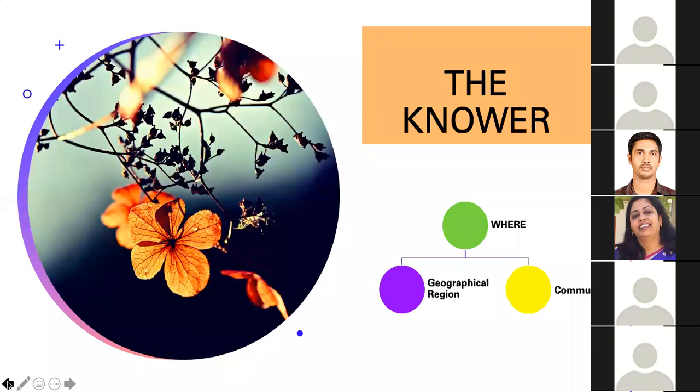The next one is where. Where is the knower? The first is geographical region, and the second is community.